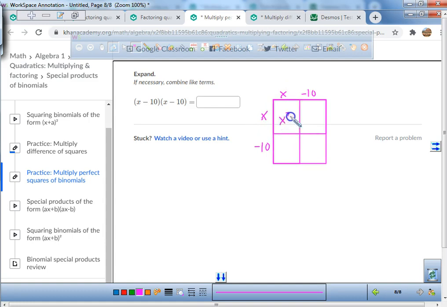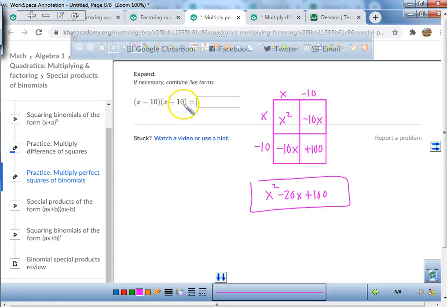X times x is x squared. X times negative 10 is negative 10x. We got another negative 10x and we got a positive 100. You see how this is going to be double it? You double that, you got x squared minus 20x plus 100. Now, honestly, here's the shortest shortcut, all right?